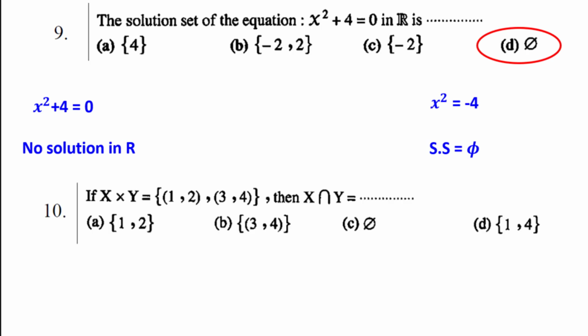Number 10, if x times y equals the set of the ordered pairs (1, 2) and (3, 4), then x intersect y equals what? To find x intersect y, you have to find x and y. X is the first numbers, or the first elements, 1 and 3. So x equals {1, 3}, and y is the second numbers, {2, 4}. Now we have to find the common elements between x and y to find x intersect y. Now no common elements between x and y, so x intersect y equals phi. The correct answer is C.